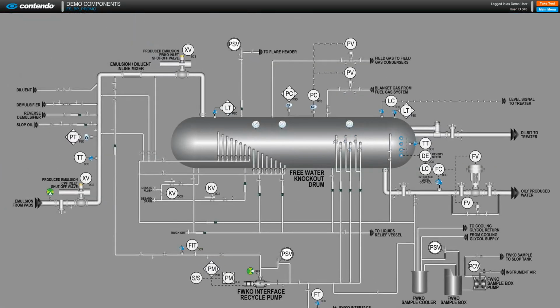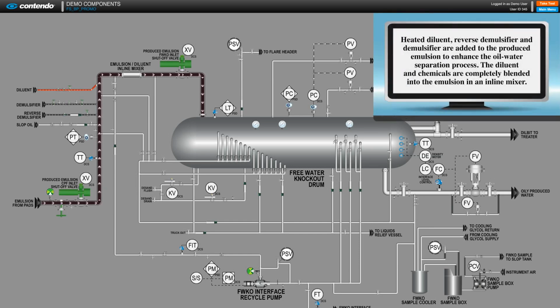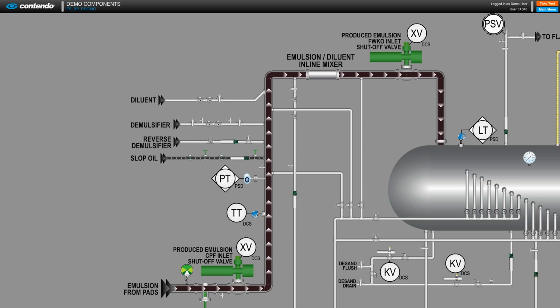Here is an excerpt from our free water knockout chapter that demonstrates our presentation. Heated diluent, reverse demulsifier, and demulsifier are added to the produced emulsion to enhance the oil-water separation process. The diluent and chemicals are completely blended into the emulsion in an inline mixer. Slop oil may also be routed to the free water knockout inlet stream on a batch basis. This is done to recycle the hydrocarbon liquids from the slop tank as required.